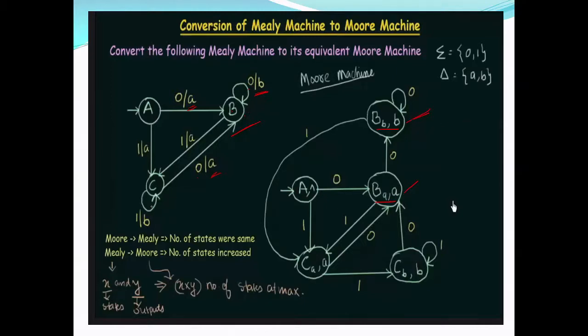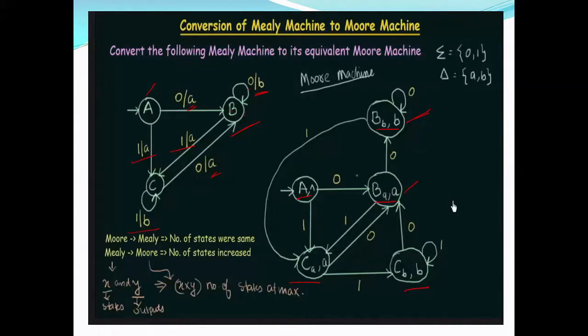Similarly, C. If you look at C, there are 3 transitions coming into the state C. 2 of them are giving you A, one of them is giving B. So I'm making 2 copies of C. For A, there is nothing coming into A, so I need not require anything. But because you have to give some output, you can give just null or something. But we don't bother.